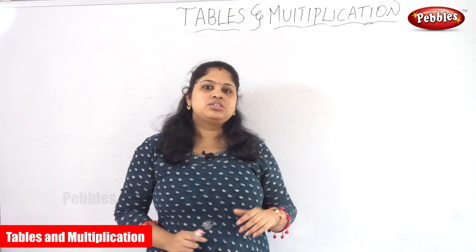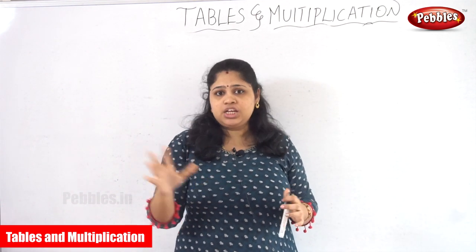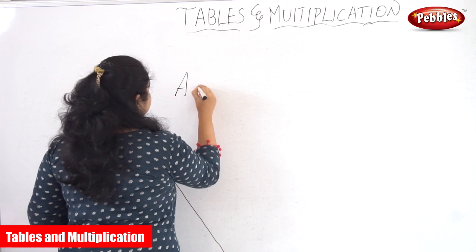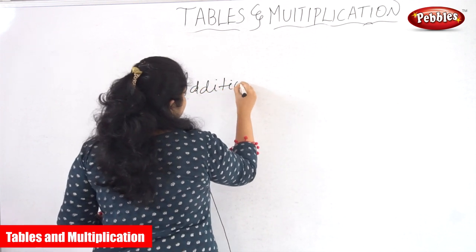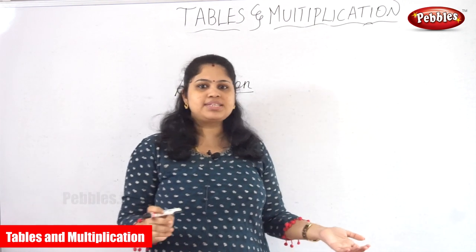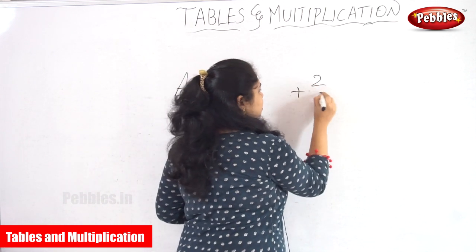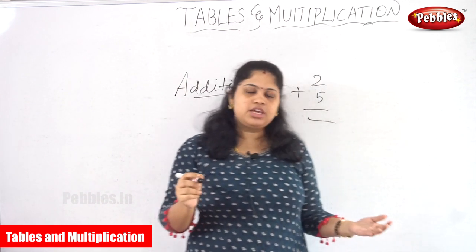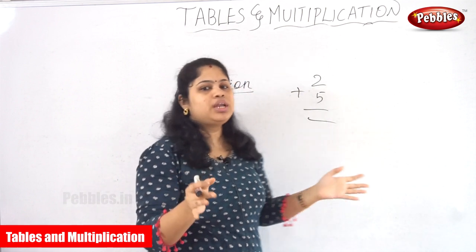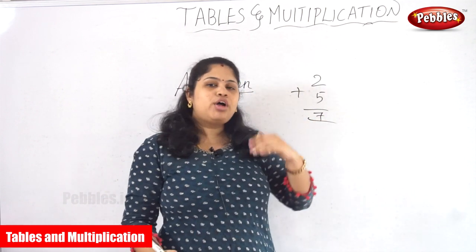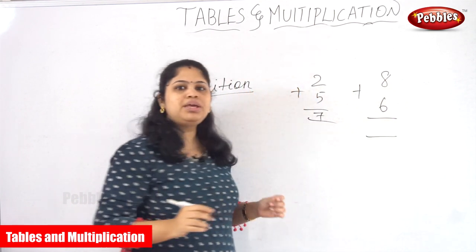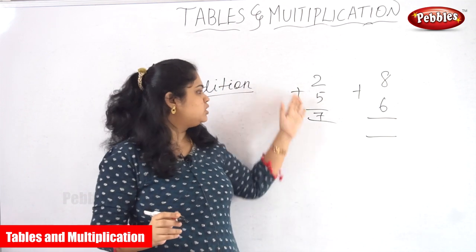For example, take addition. I have told you that addition is the simplest calculation, isn't it? In the simplest calculation, for example 2 plus 5, you can easily say 7 without using the fingers, or keeping 2 in the mind and 5 on the fingers. But if you go to a larger number like 8 plus 6, you will struggle a little bit compared to this set of numbers.